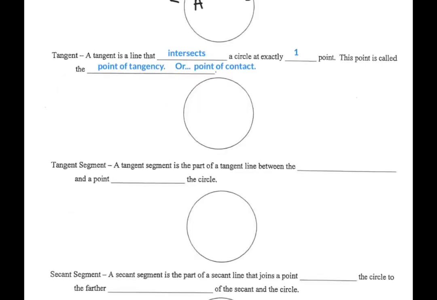Tangent. A tangent is a line that intersects a circle at exactly 1 point. The point is called the point of tangency or point of contact. So if we were to draw this, I'm going to do my best here to only touch the circle at 1 point, and then this would be the point where it touches, and that's the tangent.